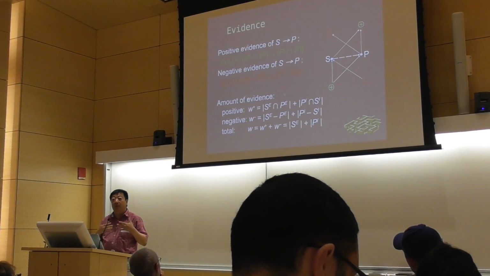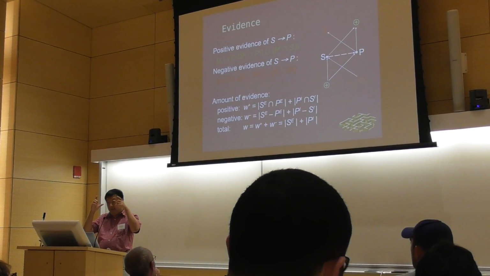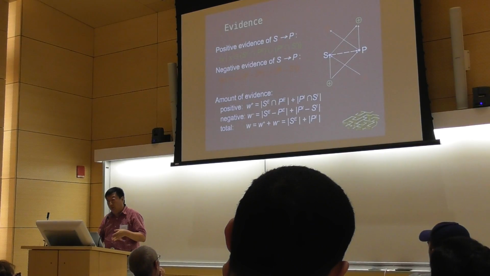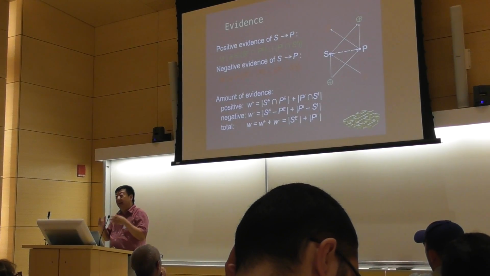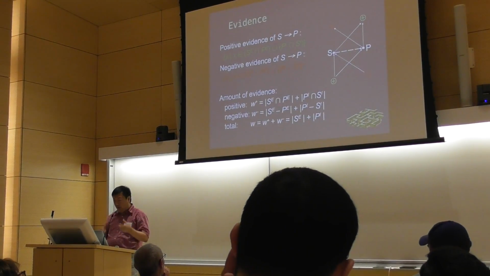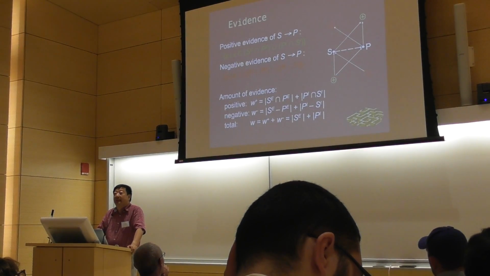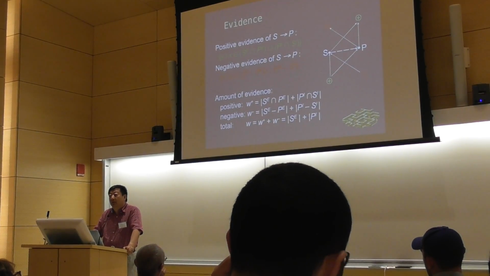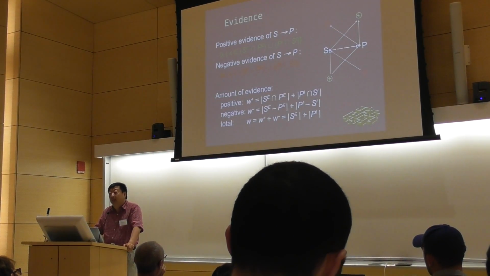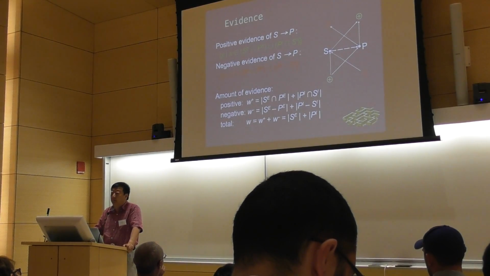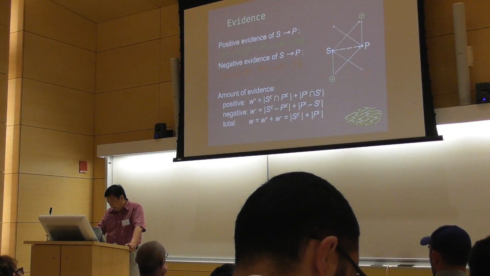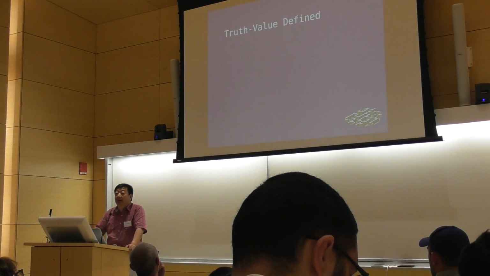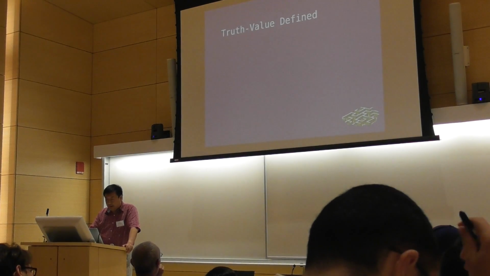Here, let's go back to see what we have done. First, we define what is experience. We use experience to define truth value. Then we use truth value to define extension and intention. Then eventually we define one arbitrary statement. Given that experience, how much evidence you have, positive, negative for a given statement. Then finally, the last step, we use the amount of evidence to define truth value.